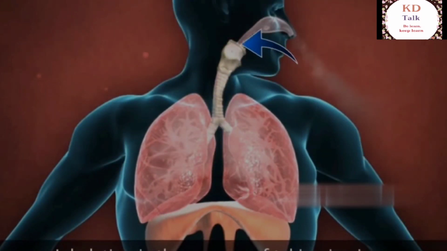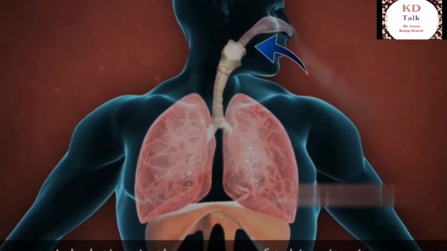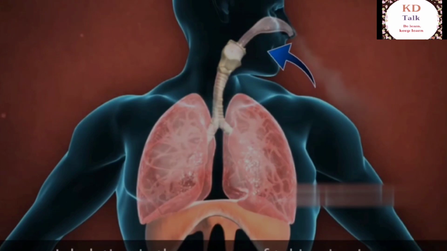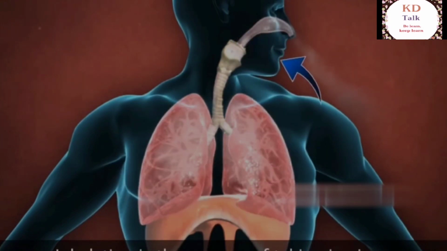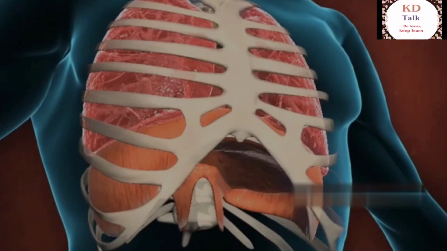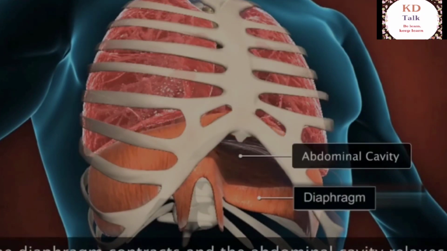Breathing in is called inhalation. During inhalation, air moves into the lungs. Let's see how this happens. Inhalation starts when the muscles of the diaphragm contract and flatten in shape. This pushes the abdominal viscera downward.